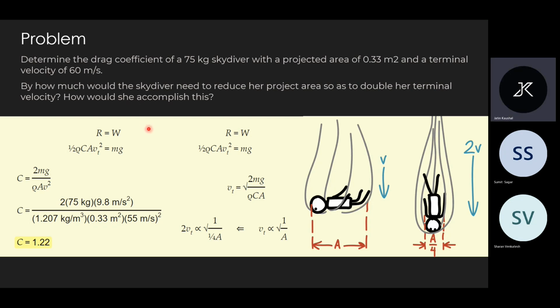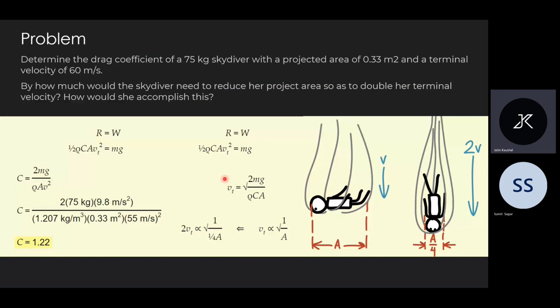At terminal velocity, we know from our class 11th understanding, the downward force is equal to the upward force. So R is equal to W. Drag force is... so drag coefficient is 1.22.